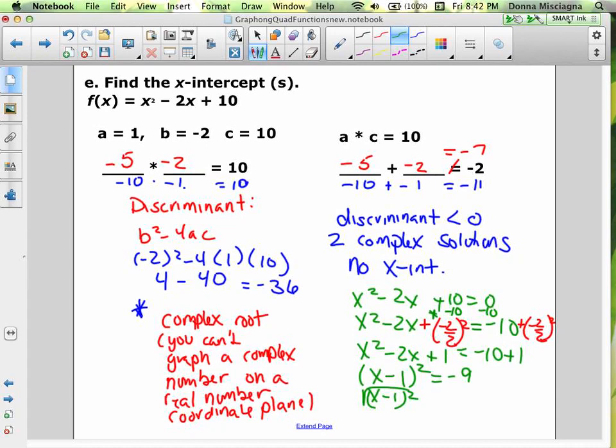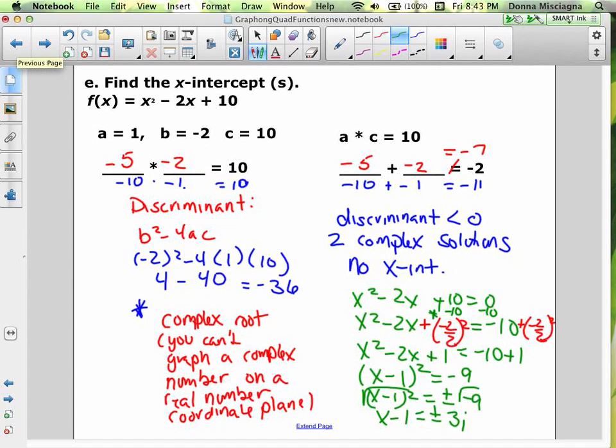So we have x minus 1, square root of x minus 1 squared equals plus or minus the square root of negative 9. Square and square root cancel, so that's an x minus 1 equals, and we have a perfect square. Square root of negative 9 is 3i. So now you can see that's complex. So if we add 1, we'll have our solution.